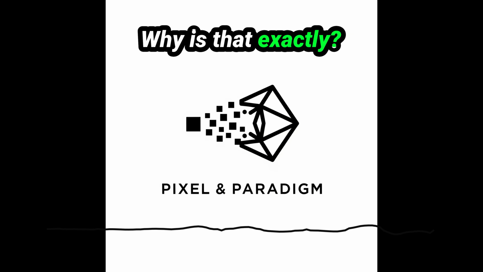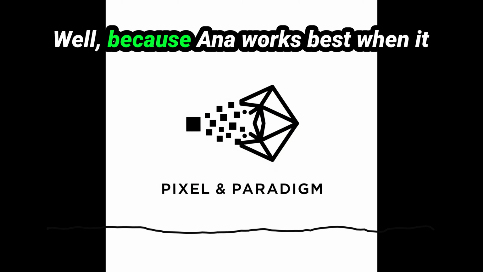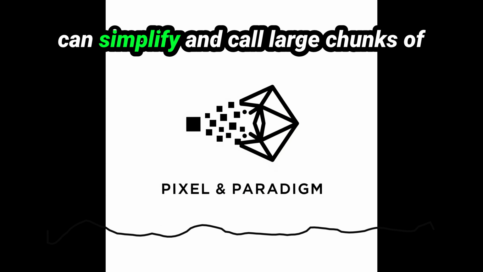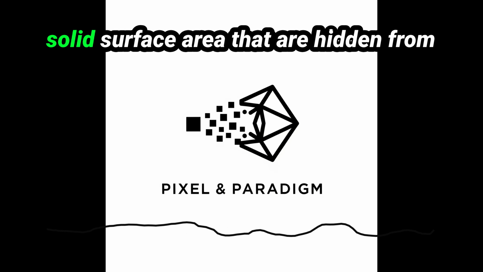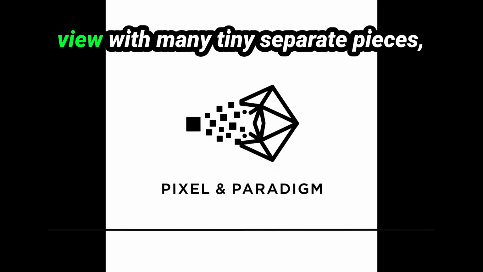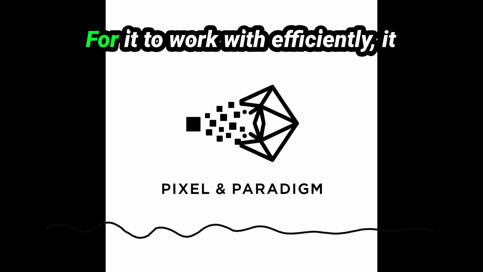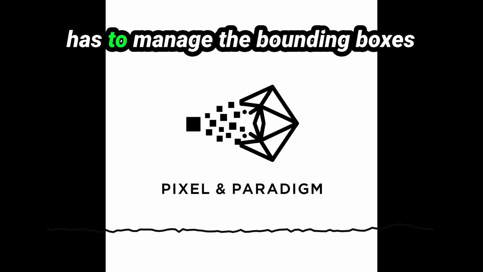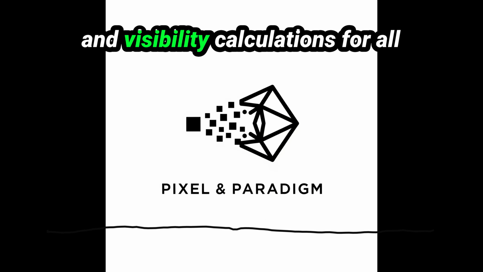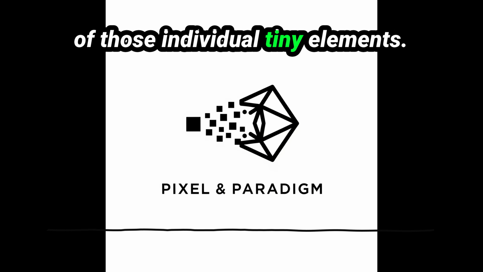Okay, why is that exactly? Why is it less efficient for Nanite? Well, because Nanite works best when it can simplify and cull large chunks of solid surface area that are hidden from view. With many tiny separate pieces, there's just less contiguous surface for it to work with efficiently. It has to manage the bounding boxes and visibility calculations for all of those individual tiny elements.